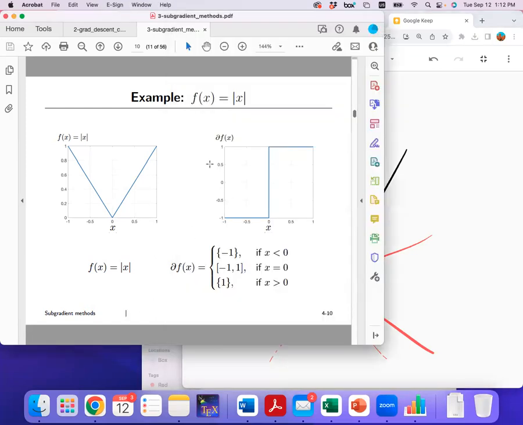So this would be the subdifferential plot, right? Less than 0 is just the -1, so it's a horizontal line. Bigger than 0 is just the +1, and at 0 it is this entire vertical line. Okay? From -1 to 1, any number between -1 and 1.